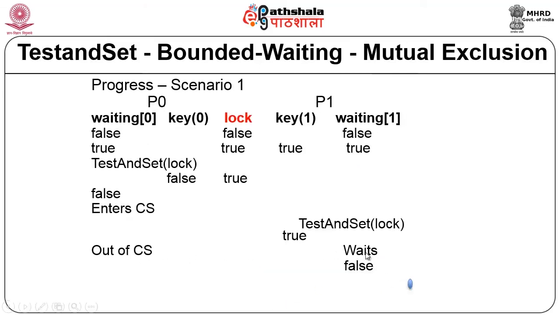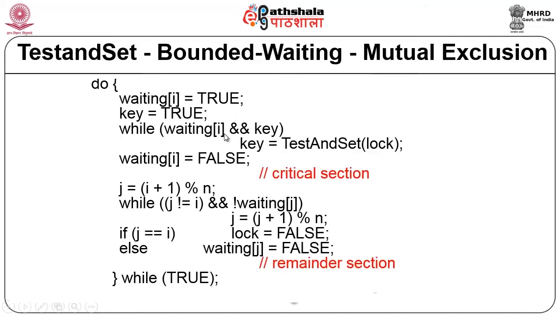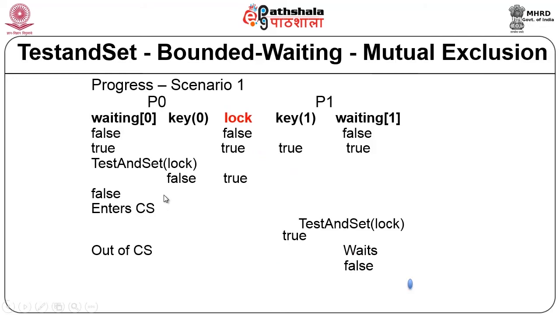So, you can find that when this process P0 comes out of the critical section, it will make waiting of 1 false. Now, since waiting of 1 becomes false, this process which is executing this loop will find that the condition is false, it will come out of the while loop and it can enter the critical section. So, when P0 finishes, it strictly tries to find the next process which is waiting, and that process is allowed to enter the critical section. Only if no other process is waiting will P0 change the value of lock to false. Okay. So, P1 enters the critical section.